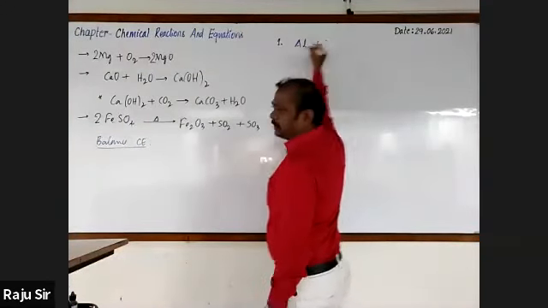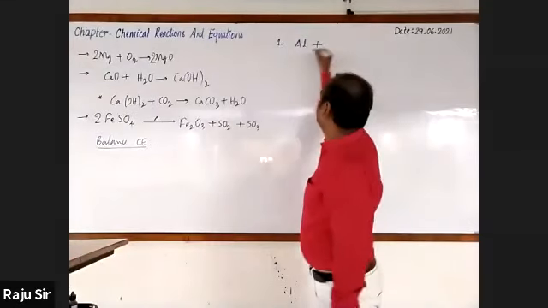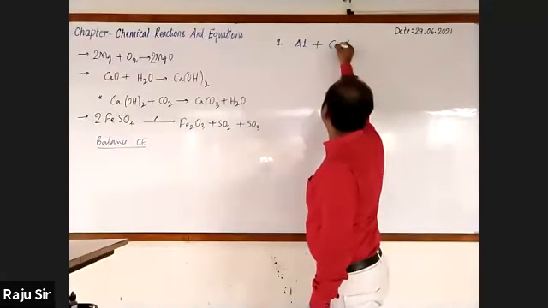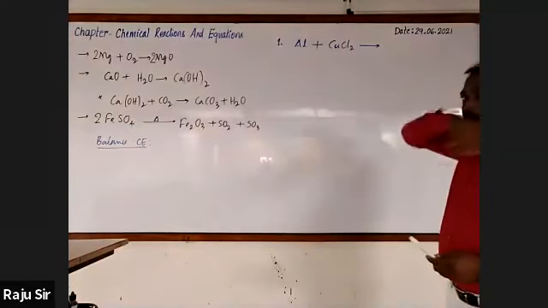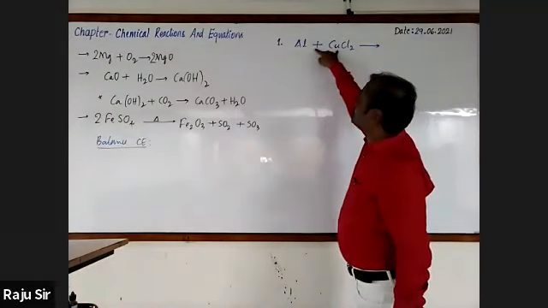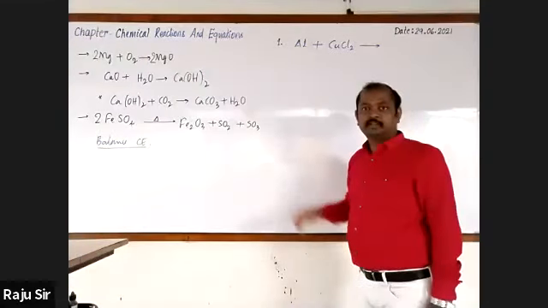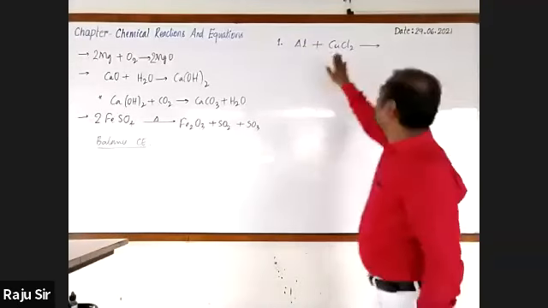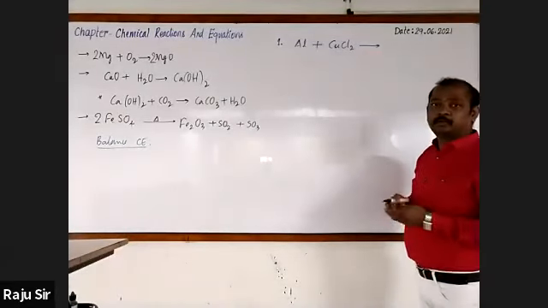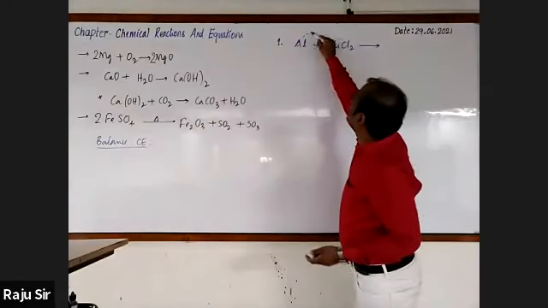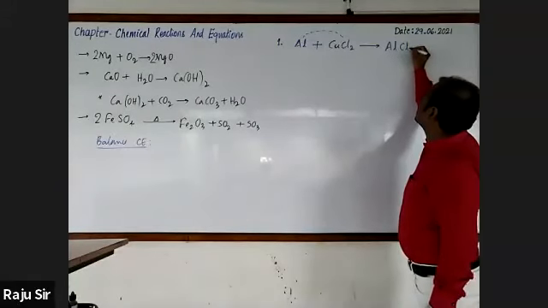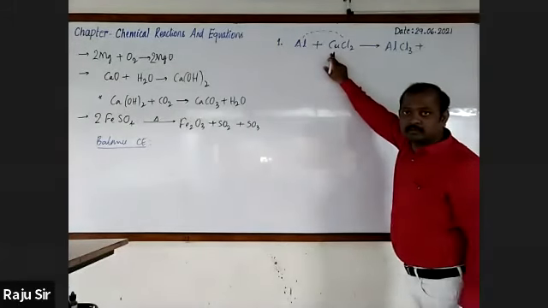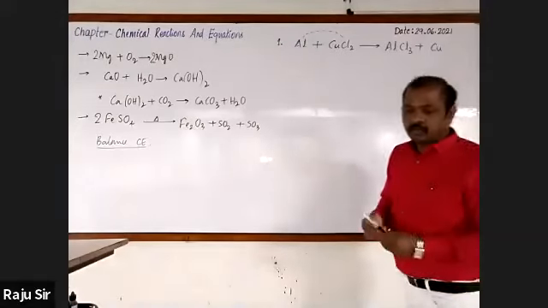In this, the first one is aluminum. It reacts with copper chloride, CuCl2. Yes, students, you all know that aluminum is more reactive than copper. Is it not? It can displace copper from copper chloride. Could you tell the compound that is formed? Yes. Aluminum chloride, AlCl3, plus copper. Copper is separated. Now it should be balanced.